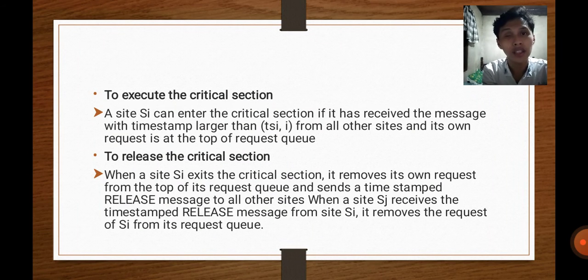Second, to execute the critical section, a site Si can enter the critical section if it has received a message with timestamp larger than its own request's timestamp from all the other sites and its own request is at the top of request_queue_i. To release the critical section, when the site Si exits the critical section, it removes its own request from the top of its request_queue and sends a timestamped release message to all other sites. When site Sj receives the timestamped release message from Si, it removes the request of Si from its request_queue.